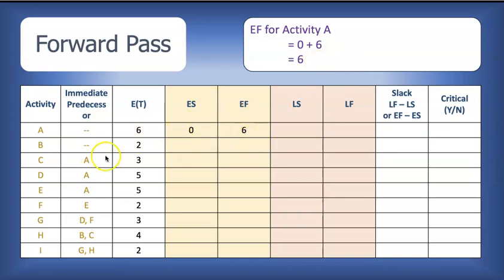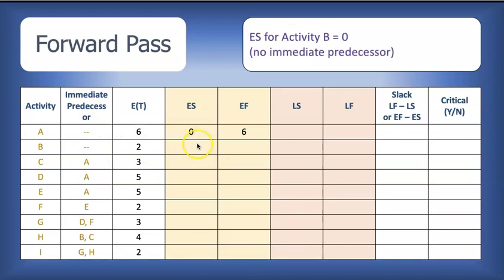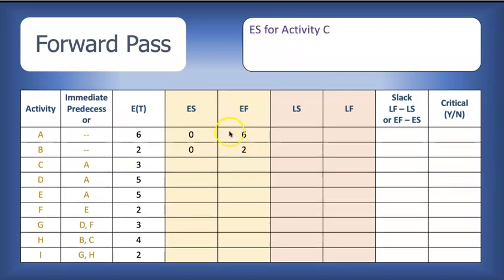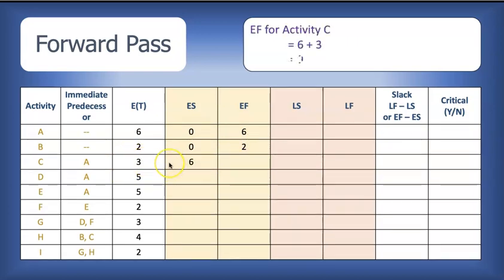Next, we have activity B. Earliest start time is 0 since there are no immediate predecessors. And the earliest finish time is 0 plus 2. Activity C follows activity A, so the earliest start time is the earliest finish time for A, which is 6. The earliest finish time for C, we just add 6 plus the expected time, 6 plus 3, 9.